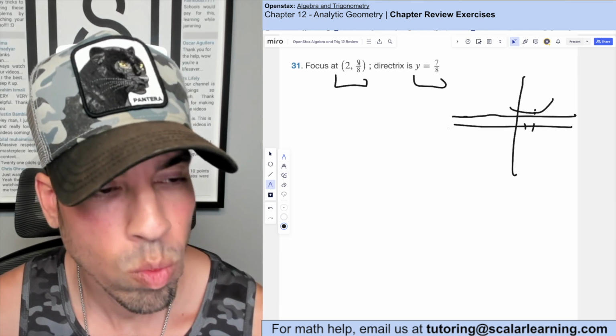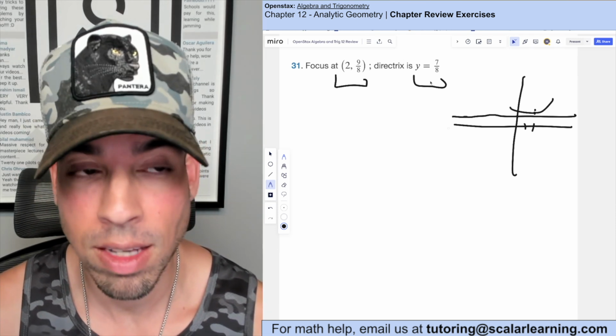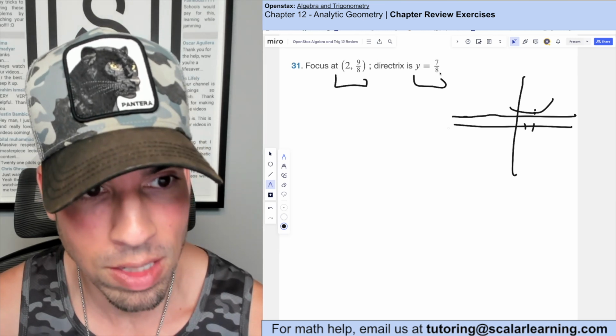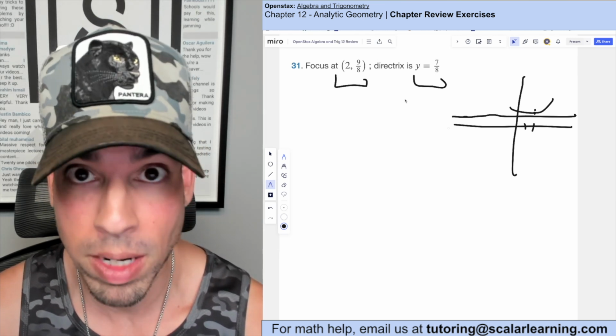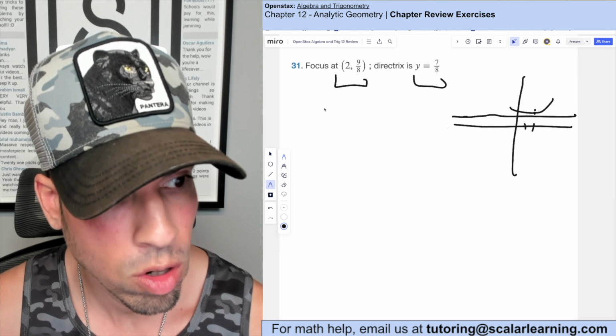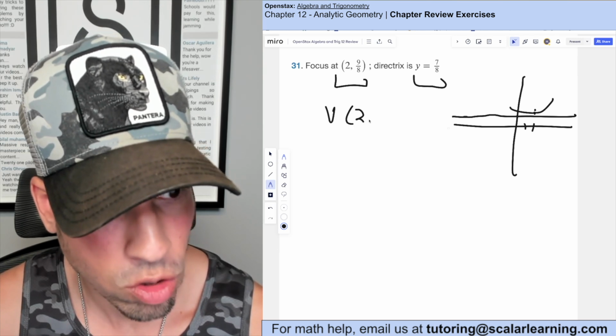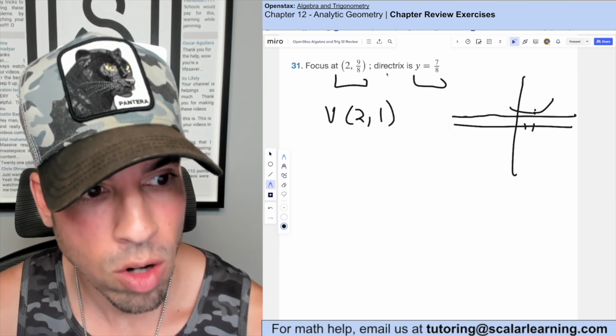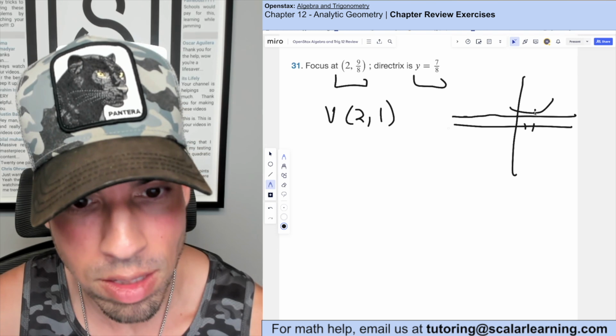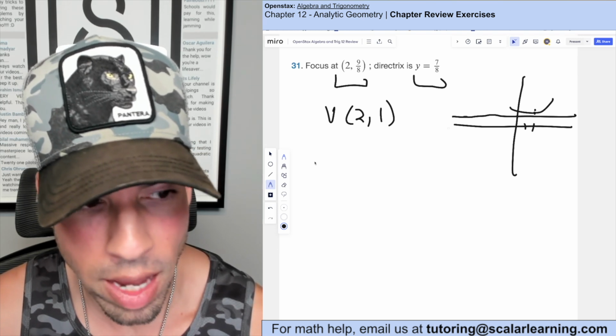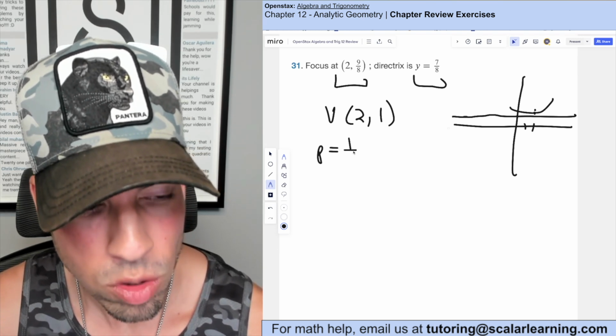Okay, so what's the average of 9/8 and 7/8? You can kind of do that mentally. 9/8 plus 7/8 is 16/8, which is 2, divided by 2 is 1. So I know that my vertex is at (2, 1). And also, since I know that the distance up and down is 1/8, I know that my p-value is 1/8.